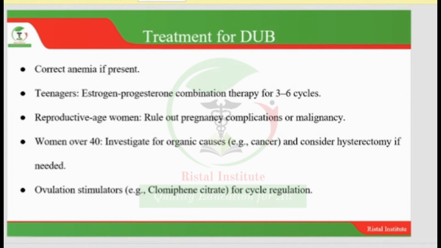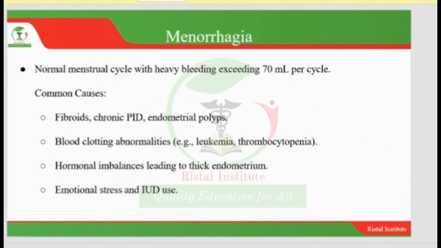Reproductive age women: rule out pregnancy complications or malignancy. Women over 40: you need to investigate for organic causes such as cancer, and also consider hysterectomy if needed. Ovulation stimulators, e.g., clomiphene citrate for cycle regulation, can also be used.